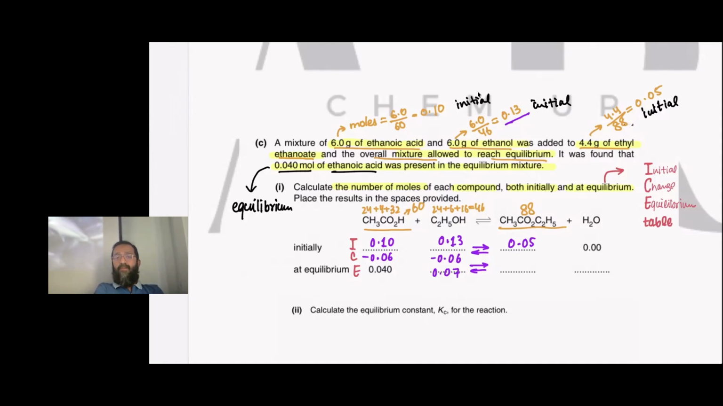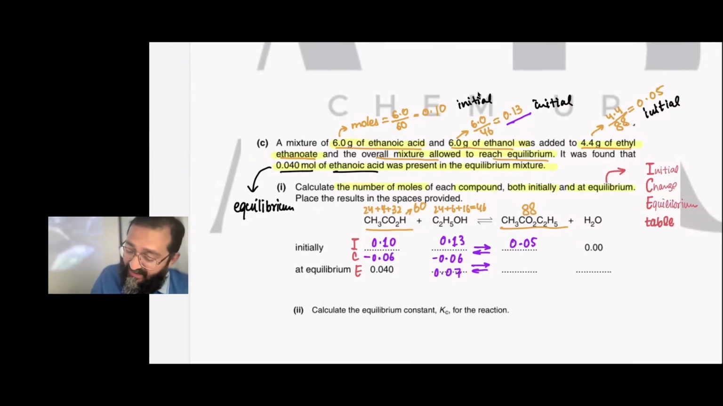Yes, sir. So we got the moles of ethanoic acid at equilibrium. They are given to us. We got the moles of ethanol at equilibrium, which are 0.07. Okay. Now, why did I put the arrows in the middle over here?